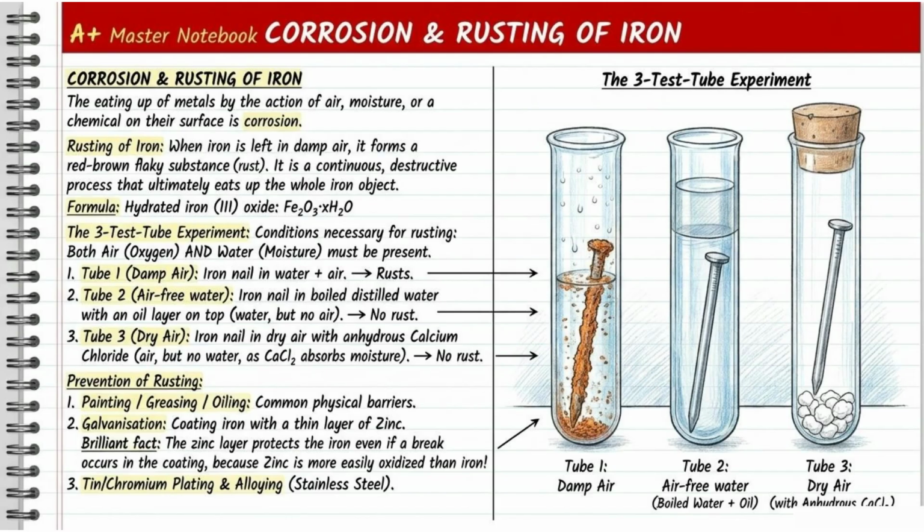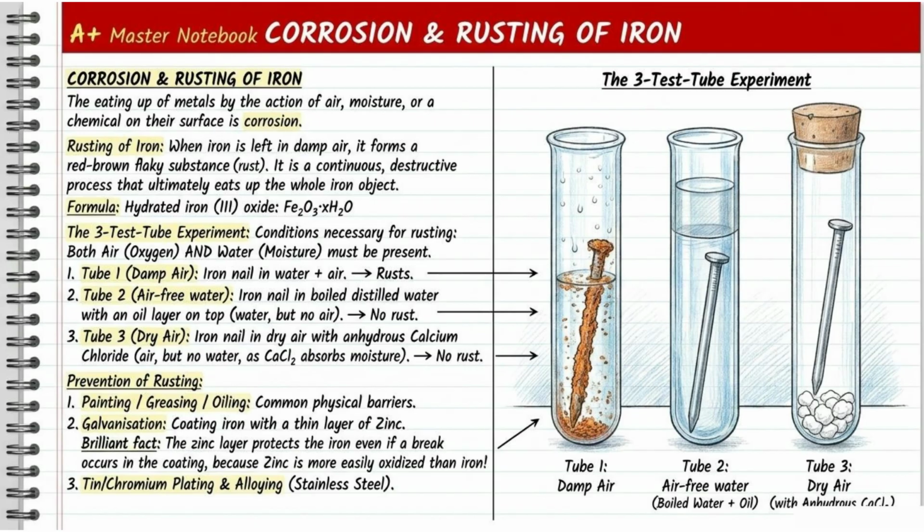So now that we have perfectly pure metals, we have to protect them from corrosion, which is the eating up of metals by air, moisture, or chemicals. The most famous example is the rusting of iron, forming that red-brown flaky substance. The chemical formula for rust is hydrated iron(III) oxide, Fe2O3.xH2O. And to prove exactly why iron rusts, we have a classic 3-test tube experiment.